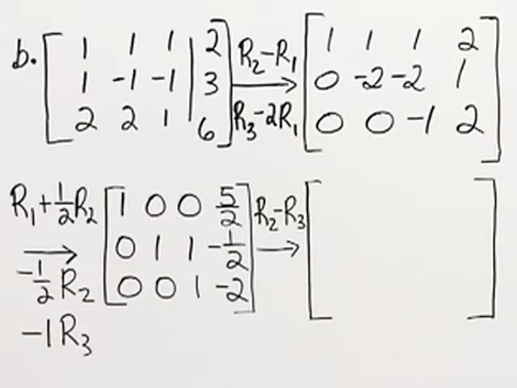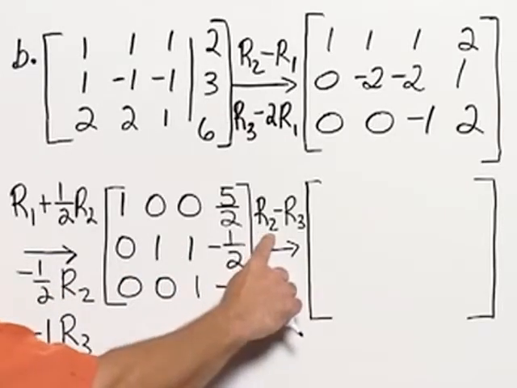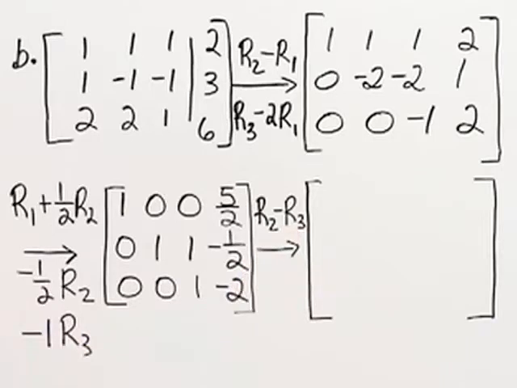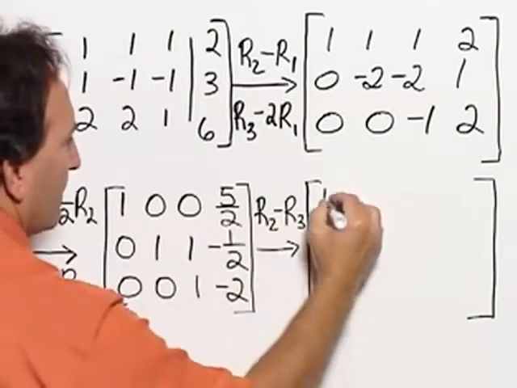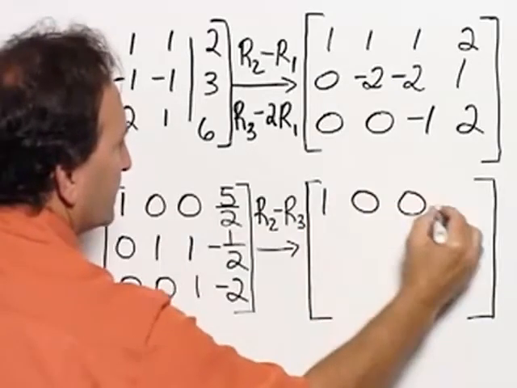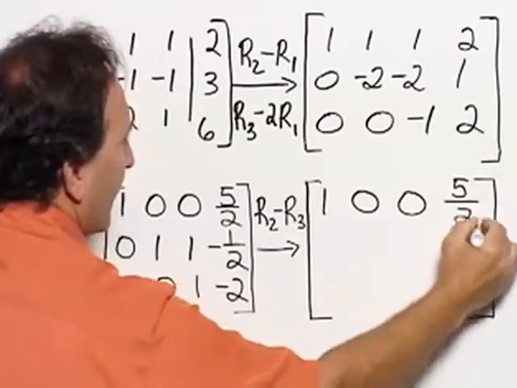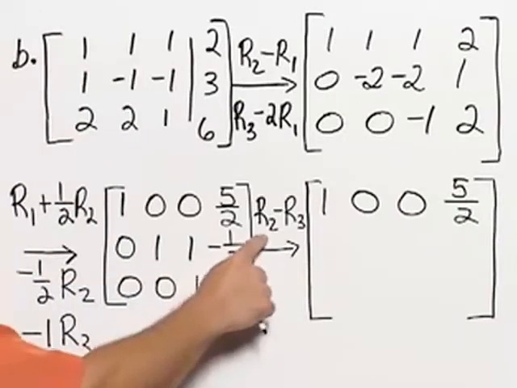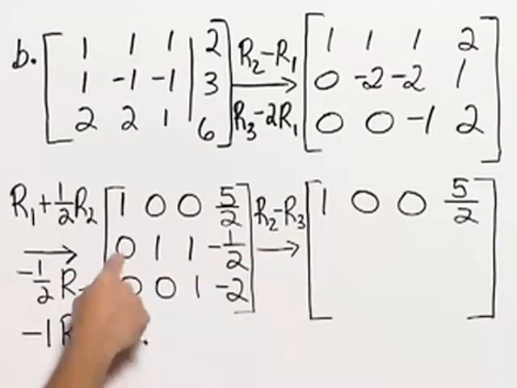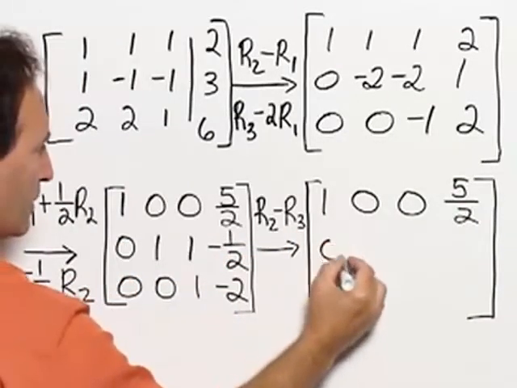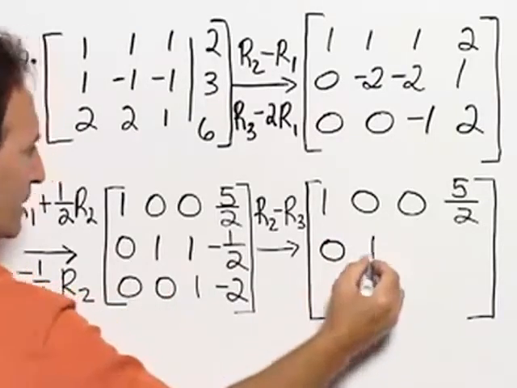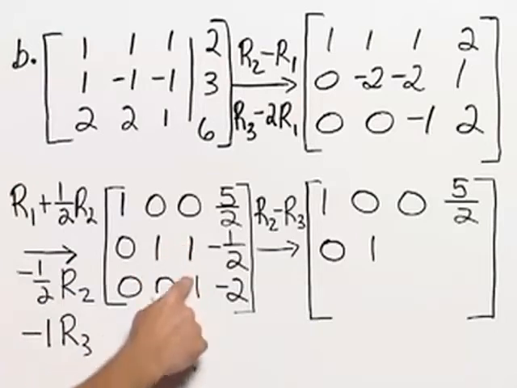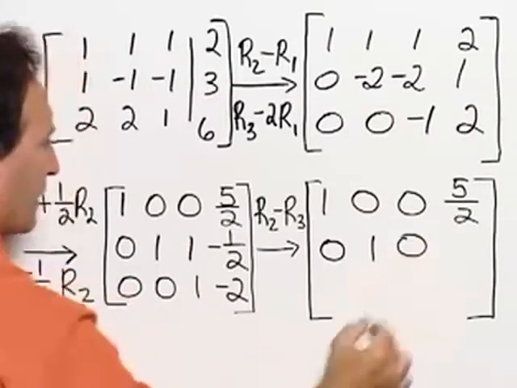So to do that, we will simply take row 2 and subtract row 3. In other words, row 1 remains the same. 1, 0, 0, 5 halves. Row 2 will subtract row 3. 0 minus 0 is 0. 1 minus 0 is 1. Now 1 minus 1 is 0.